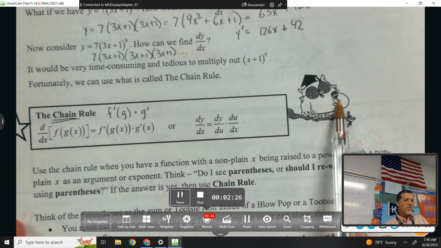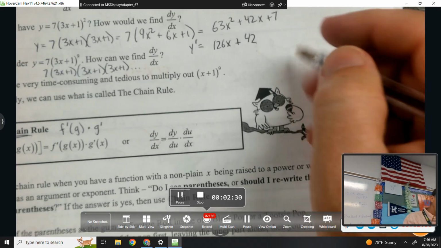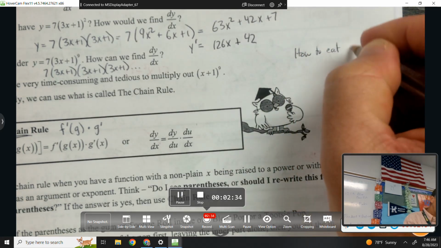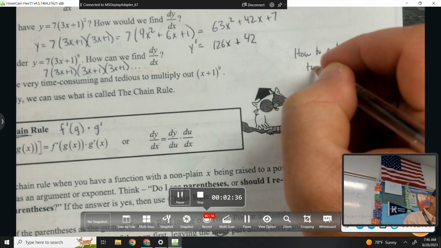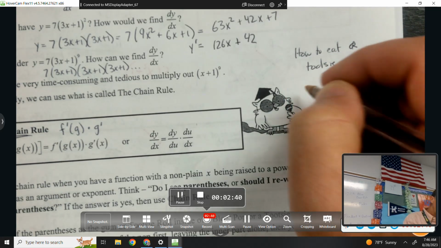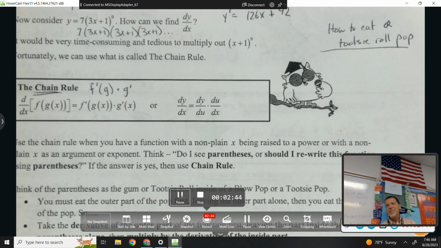Here's a picture of this guy eating a Tootsie Roll Pop. How to eat a Tootsie Roll Pop. It's like, oh, I didn't realize we were going to talk about that in calculus today. Well, again, I was supposed to bring these for you. I'll bring them tomorrow.